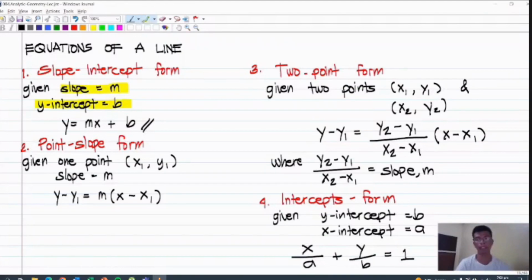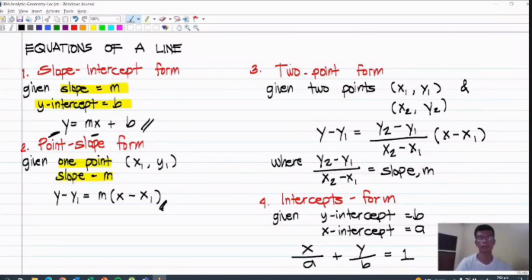Kapag naman ang given sa ating problem is one point and the slope m, na kung saan yung point, diba, that's coordinates x and y. So, ito naman yung form na gagamitin natin, and that is what we call point-slope form dahil mayroong point and mayroong slope na given.